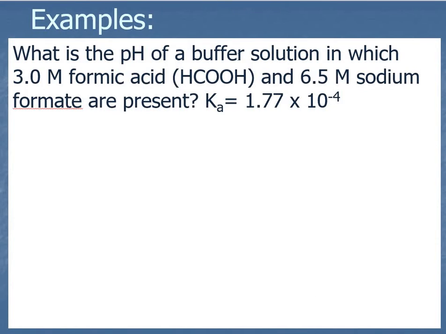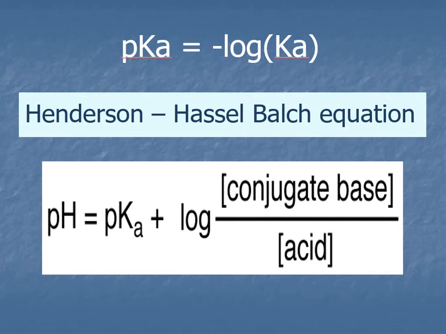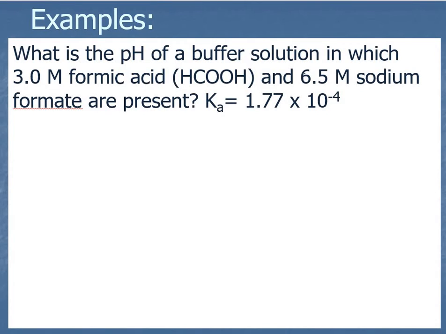So here we have this equation, like I told you earlier. You've got the acid concentration, the base concentration, and 6.5, and you've got the Ka. So the first thing you would do is take the negative log of Ka. That will give you pKa, and you're going to use Henderson-Hasselbalch's equation, remember this one? So you do the negative log of the Ka to get pKa, and then you go plus the log of the base, which is 6.5, divided by the acid, 3.0, and you'll get an answer.